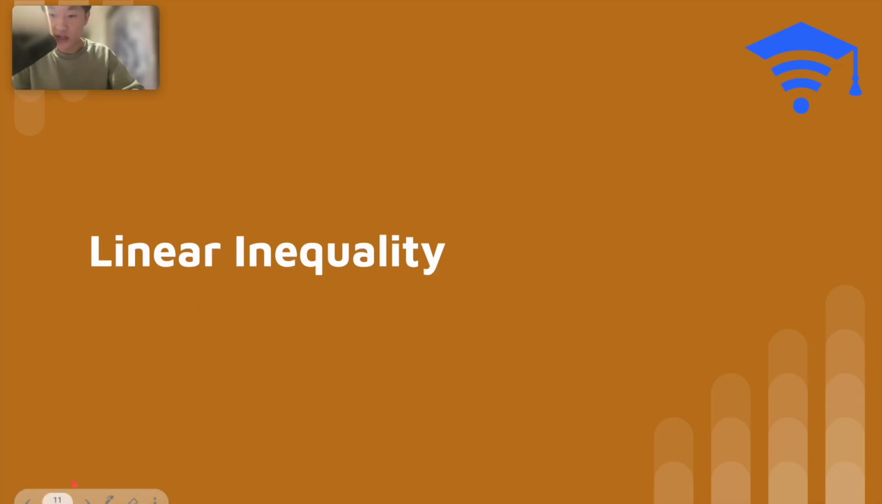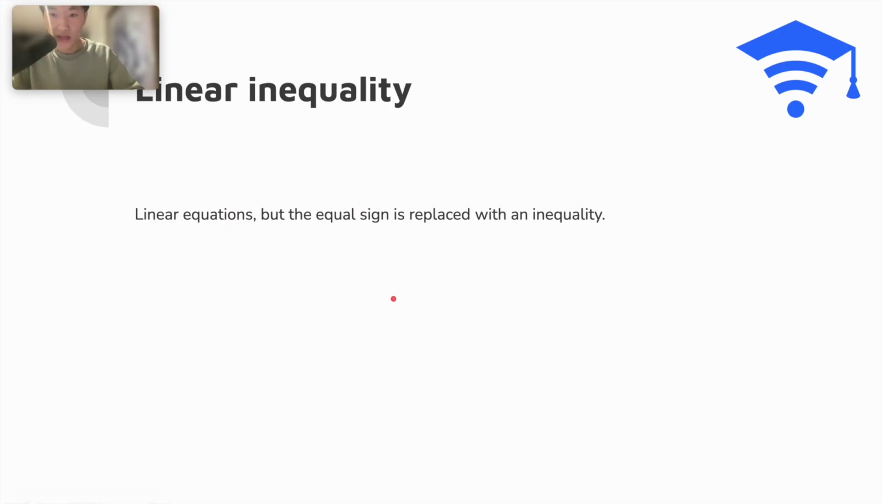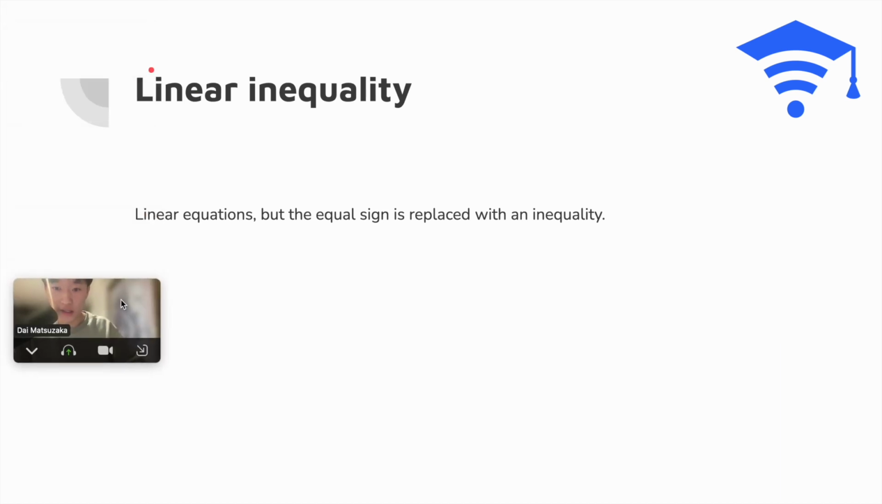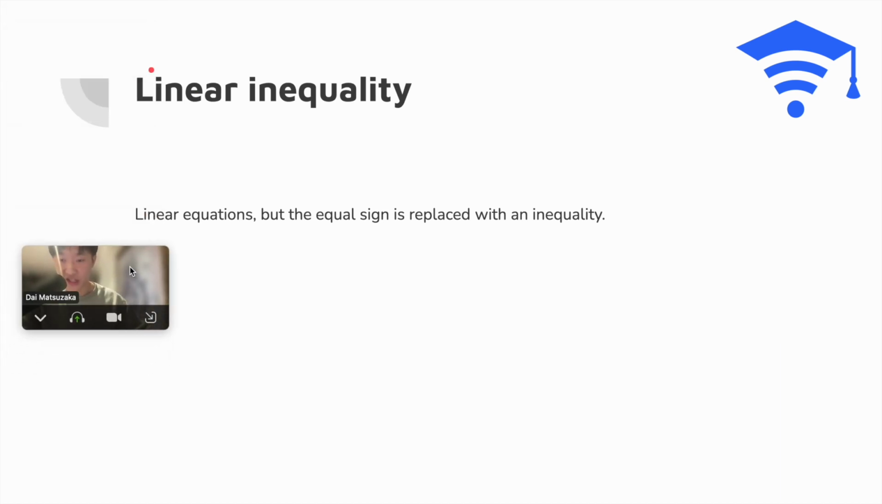Next up, we are going to look at linear inequalities really quickly. They are similar to linear equations, so you don't have to worry too much about it. Okay, so linear inequalities. They're just linear equations, but the equal sign is replaced with an inequality.